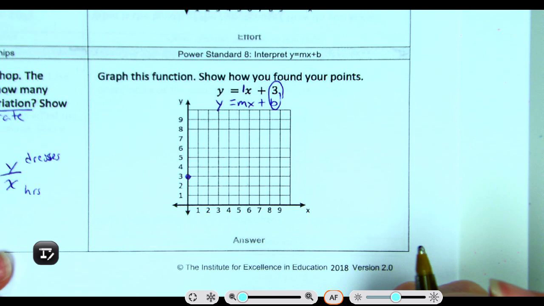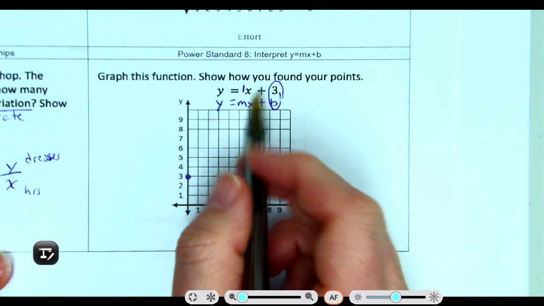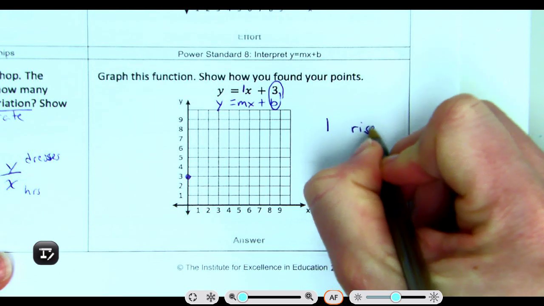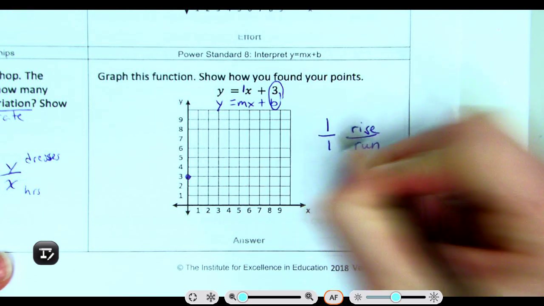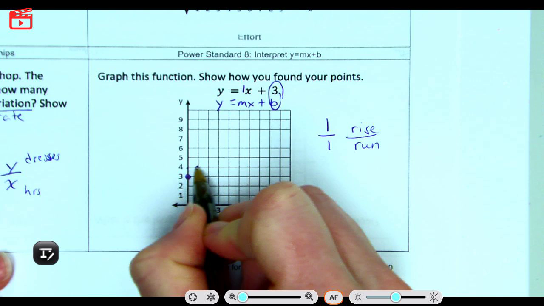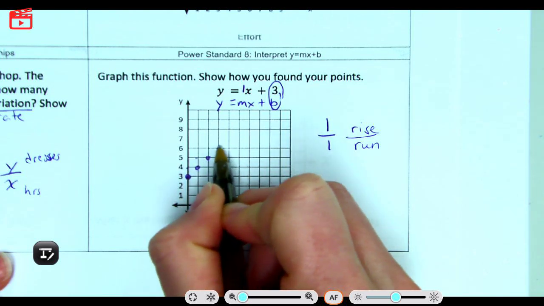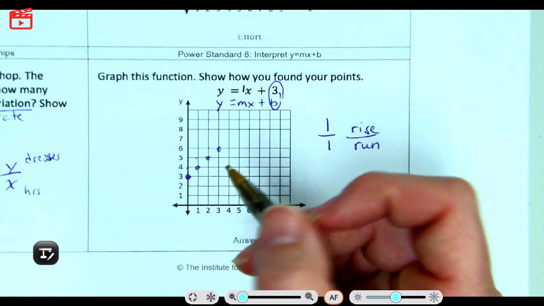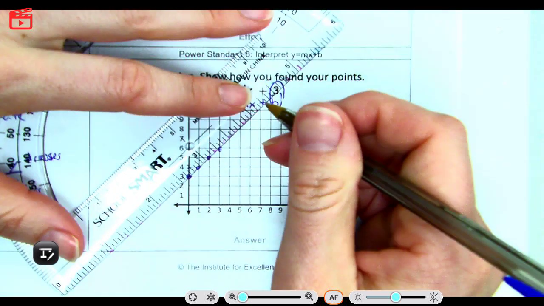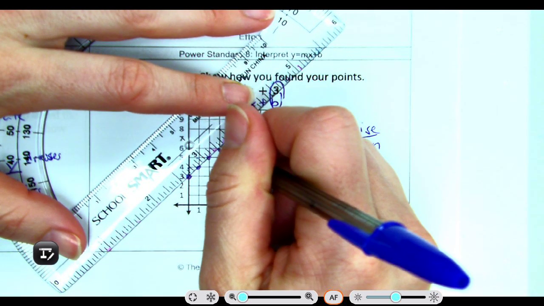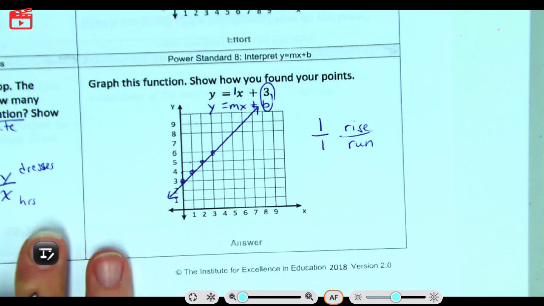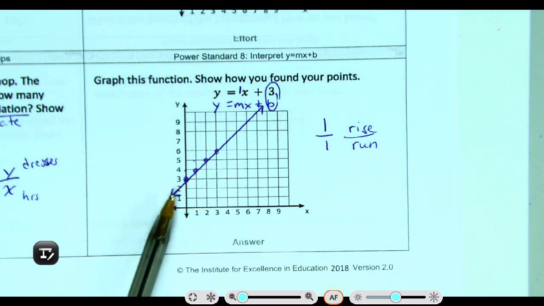And then from that point, we apply our slope. Our slope is the coefficient of x. In this case, it's 1. Now remember, that's our rise over our run. So from here, I'm going to rise 1, run 1, rise 1, run 1, rise 1, run 1, and keep going with that. And then I can draw a nice long line through it. And so that is the graph of y equals x plus 3.